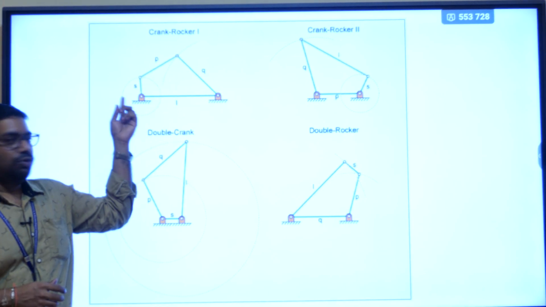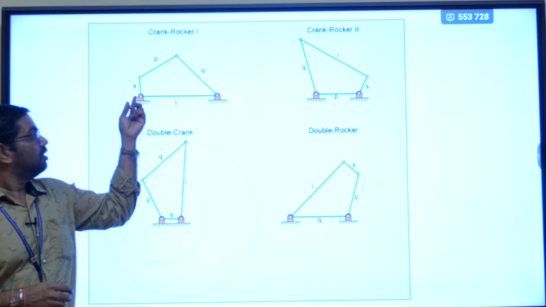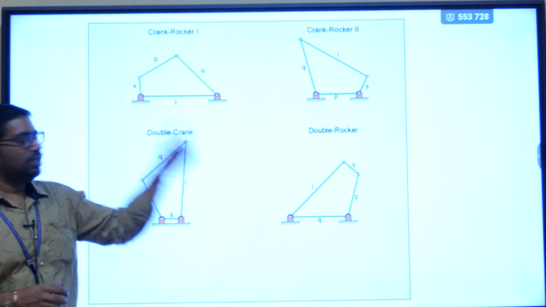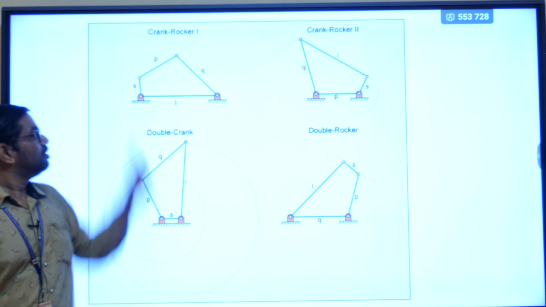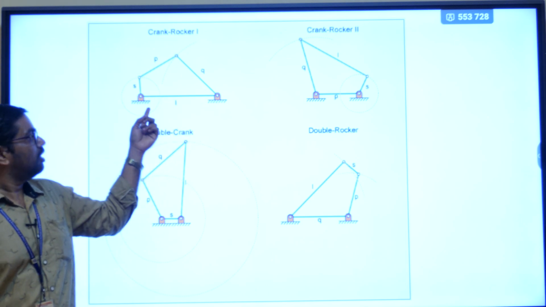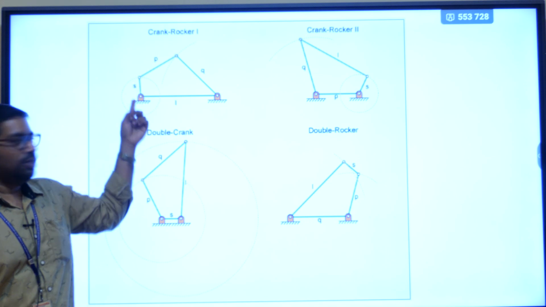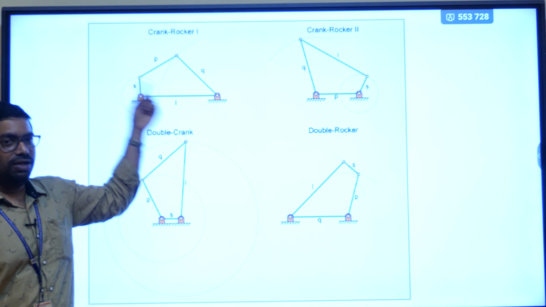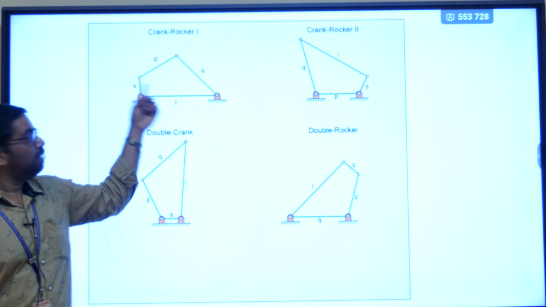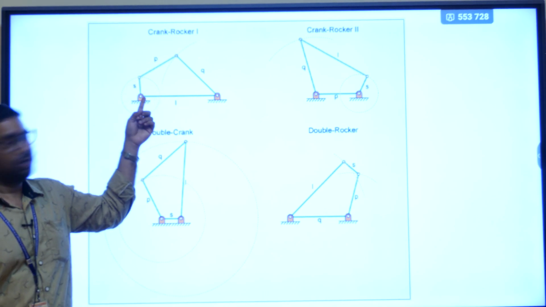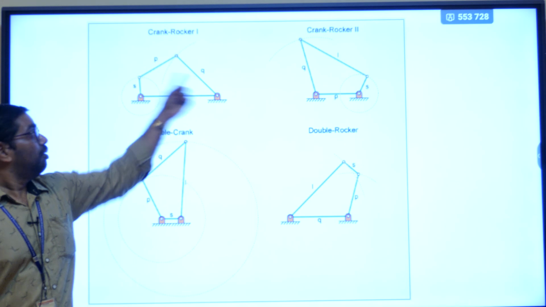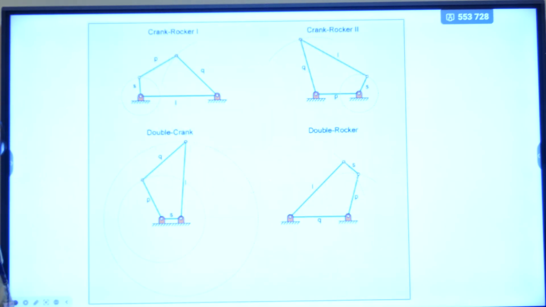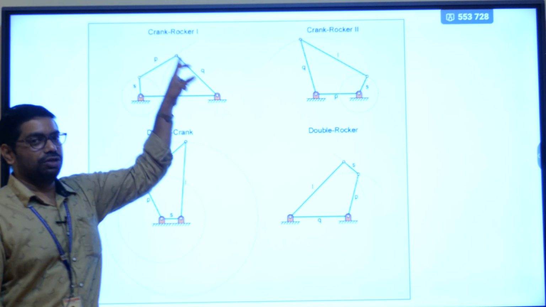Now, by considering the shortest link, we fix the different links, and based on that each inversion is developed. Suppose you fix the longest link and rotate the shortest link, then the shortest link will rotate in a completely circular direction. That represents the crank rotation. Based on this input, we get the output as the rocker motion, that is the oscillating motion.